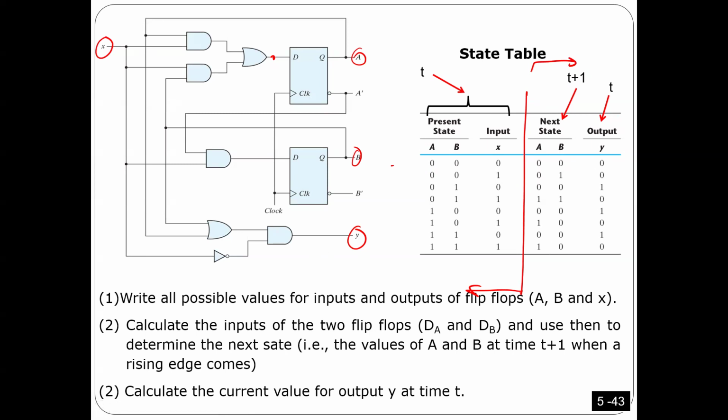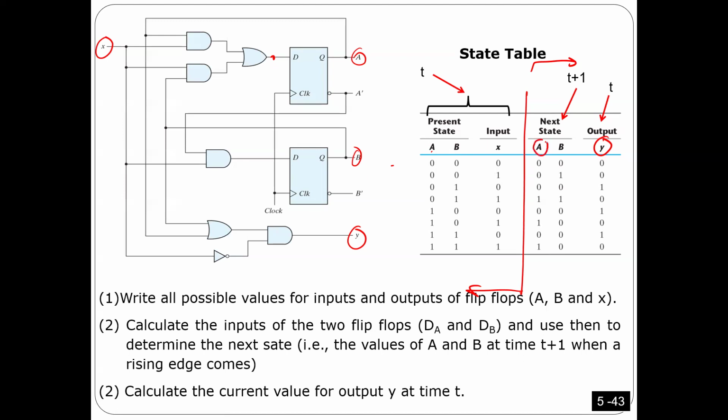Very simple. All you have to do is find one equation for A, one equation for B, one equation for Y. And the equation of A should be a function of A, B, X. Don't be confused between this B and this B. A and B here are the state of the flip-flops. This is the new one, the new state.